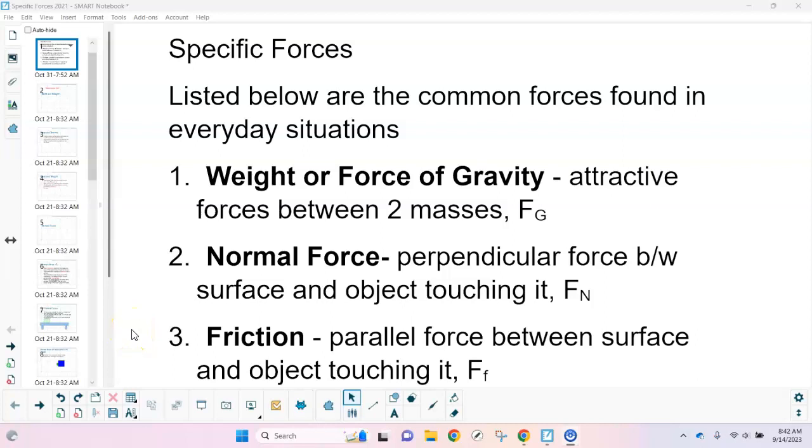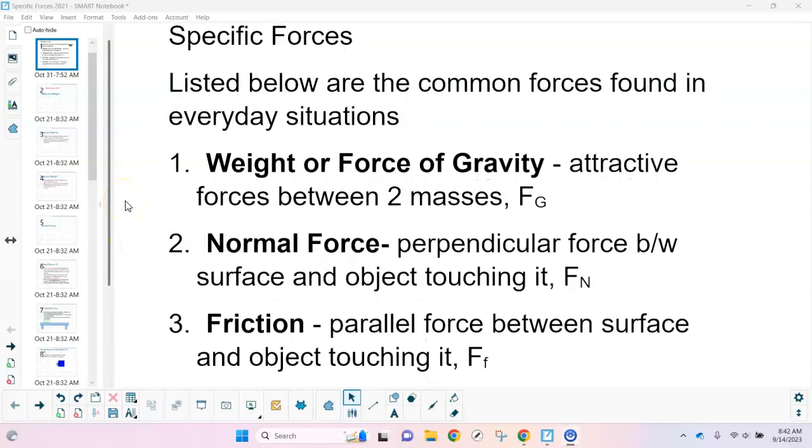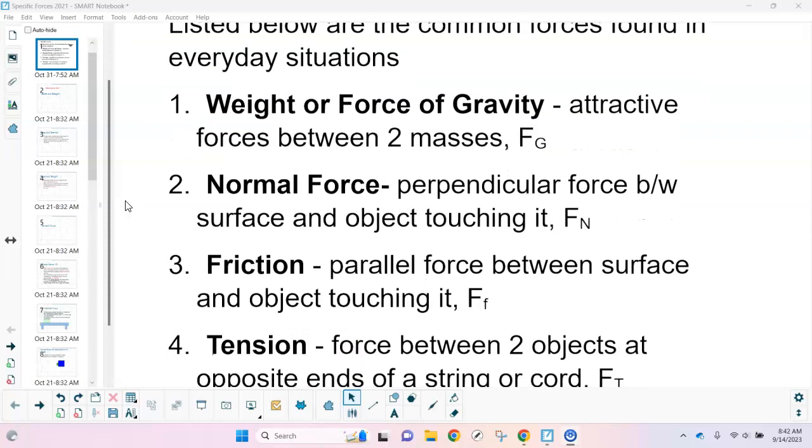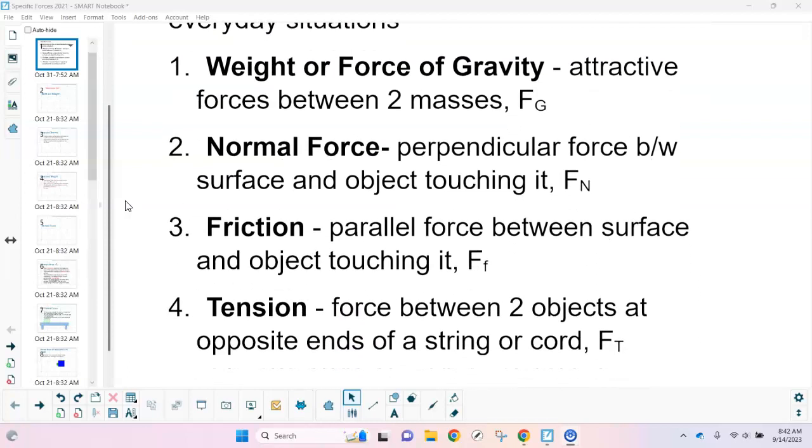All right, guys. So we're going to begin our unit on, or our lesson, excuse me, on specific forces. I believe this is video 2.3. The first slide here is really just the forces that are in everyday common situations. So the first one we'll talk about is weight.